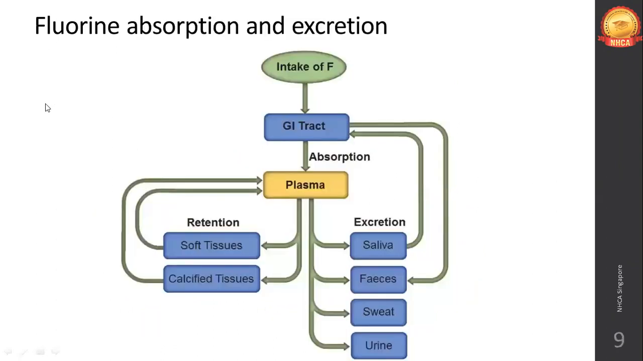So fluorine absorption: it is rapidly absorbed by passive diffusion immediately through the mouth, stomach, small intestine, lungs as well, skin also. So 86 to 97% of your fluoride can be absorbed through your intestines, and absorption from drinking water is the most common and complete way to get your proper fluorine intake.